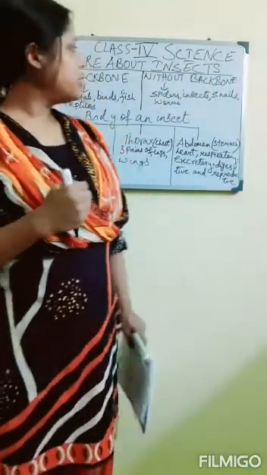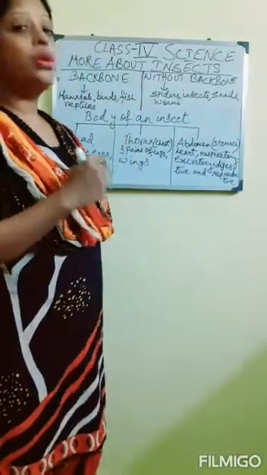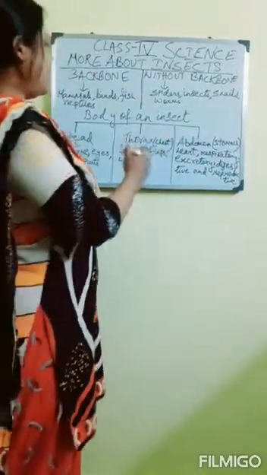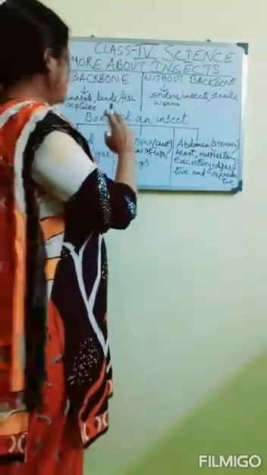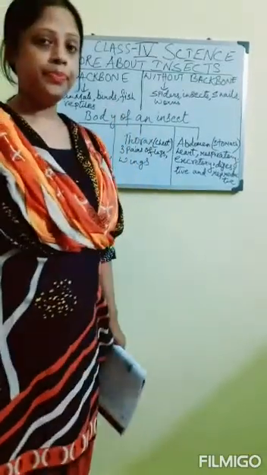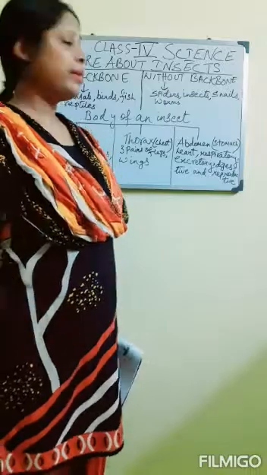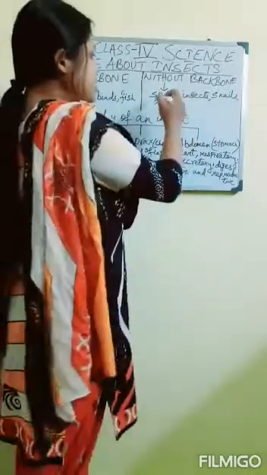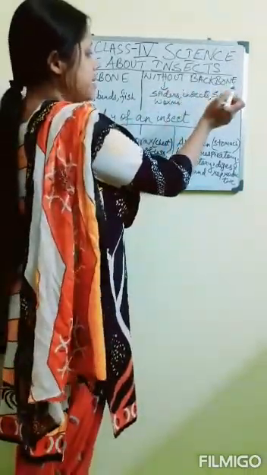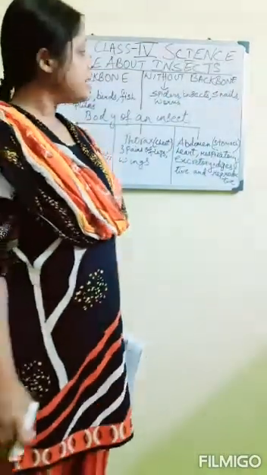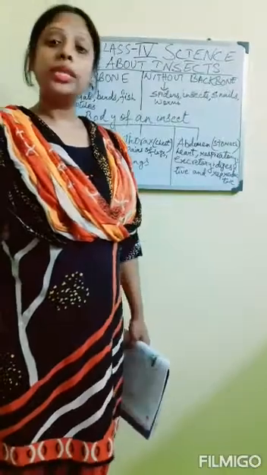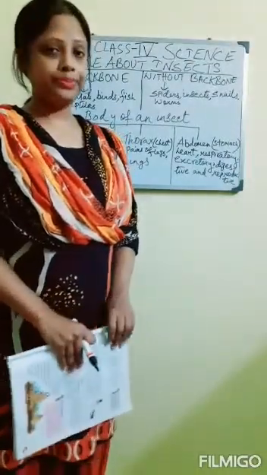Now let us look at the board. The animals with a backbone are mammals, birds, fish, reptiles. But animals without the backbone are mostly spiders, insects, snails and worms. So these animals are without their backbone.